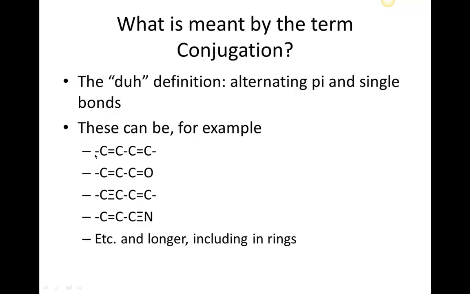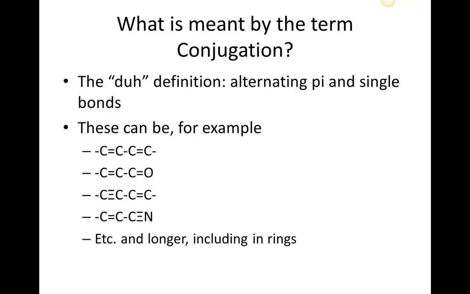So if you look at this structure right here, you've got a double bond, a single bond, a double bond, so you've got that double, single, double pattern, and it doesn't have to be limited to carbon. In this example you've got double, single, double, but one of the atoms is an oxygen. You can have a triple bond, which is why I hedged at the beginning and said it doesn't absolutely have to be double, single, double. It could be any kind of multiple bond alternating with single bonds.